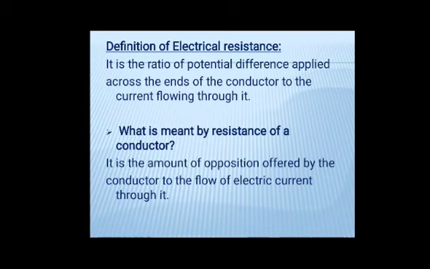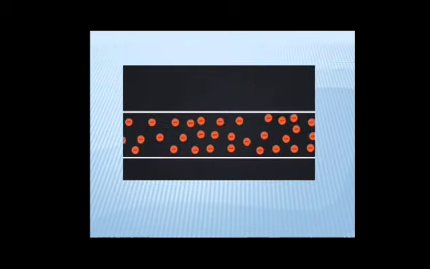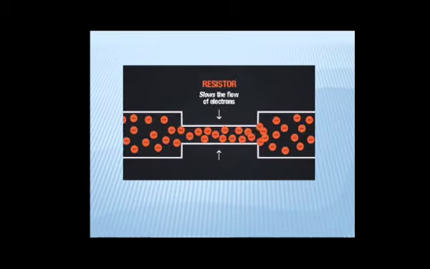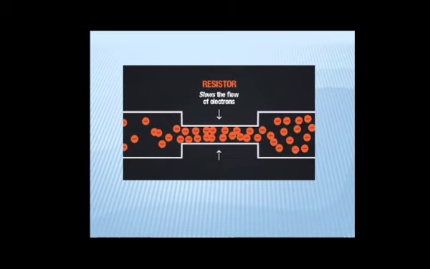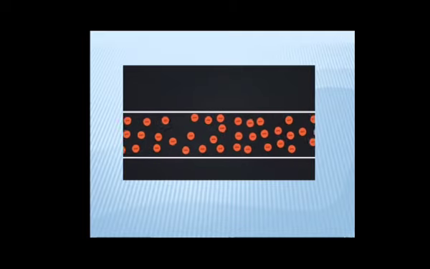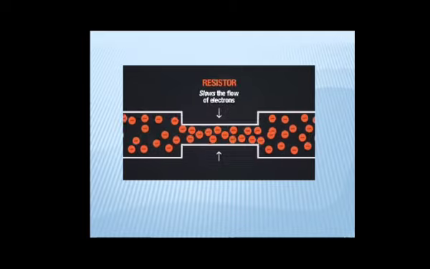If we want to see the meaning of resistance of the conductor, then it is the amount of opposition offered by the conductor to the flow of electric current. So what is resistance? Opposition offered by the conductor for the flow of current. See in this slide, free electrons are moving inside the conductor and this conductor opposes the flow. It is nothing but resistance.